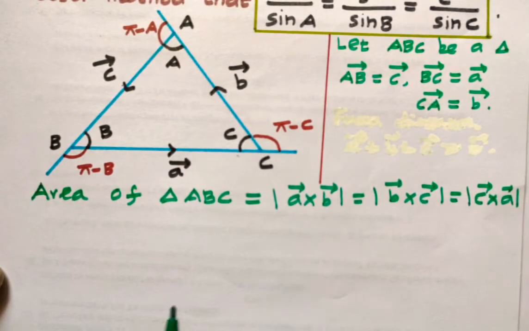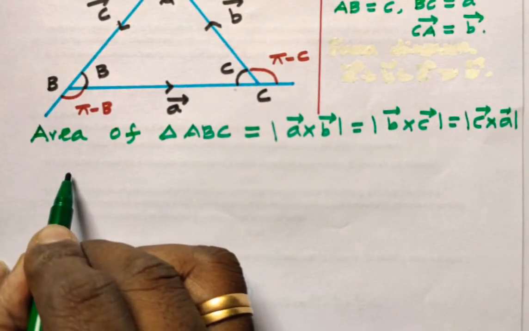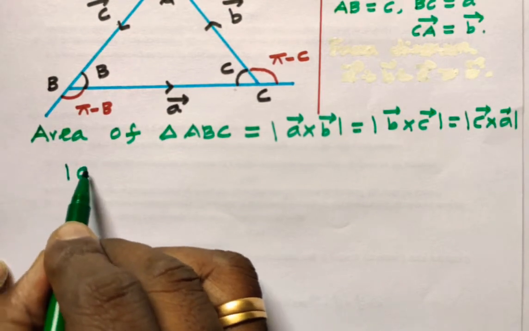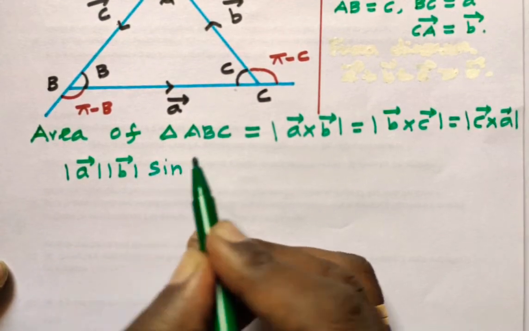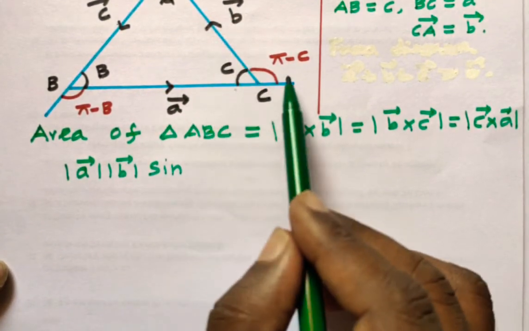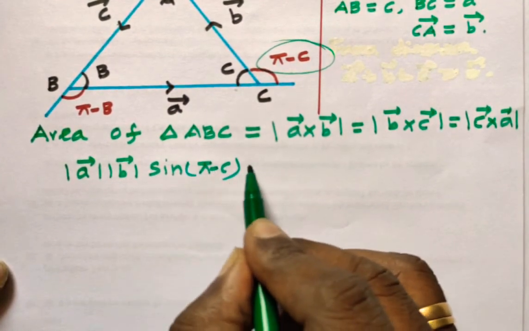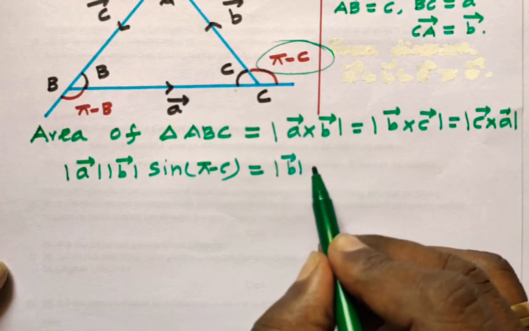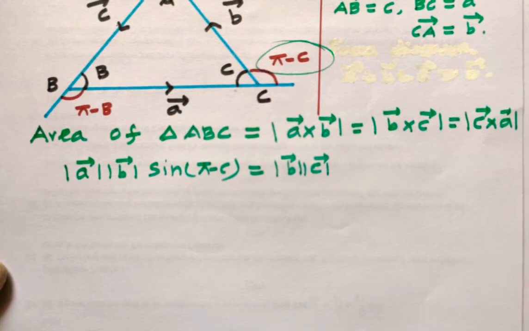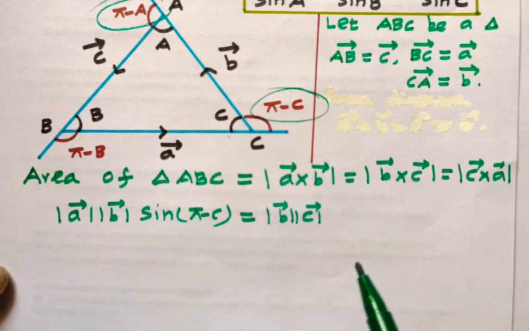So a cross b, b cross c and c cross a, when you express them: modulus of a vector cross b vector is modulus of a vector into modulus of b vector into sine of the angle between a vector and b vector, which is pi minus C, which is equal to modulus of b vector cross c vector, modulus of b vector into modulus of c vector, sine of the angle between b vector and c vector, which is pi minus A.